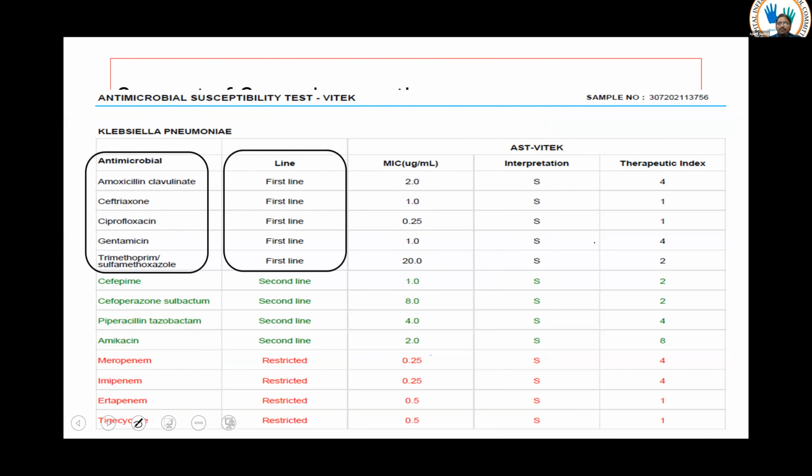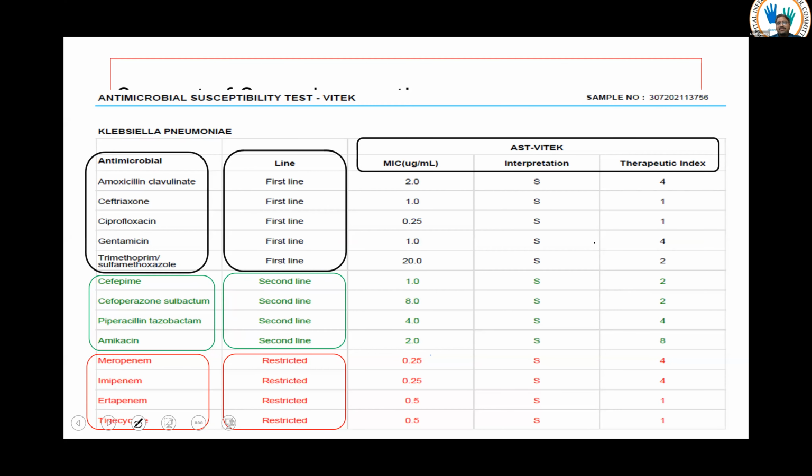We color coded it for easy understanding of the clinicians. All the first lines we color coded as black. Similarly, we color coded the second line antibiotic groups as green, and the restricted third lines as red. We include MIC value, interpretation, and therapeutic index. This is a snapshot of our report, which we routinely generate for all the patients.